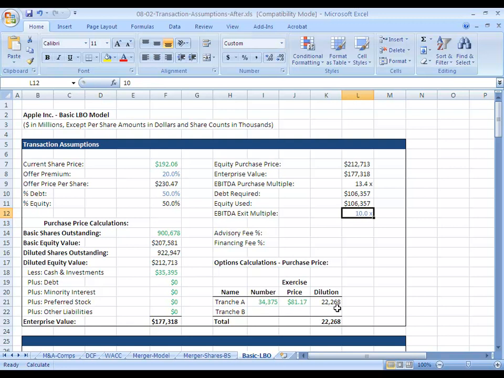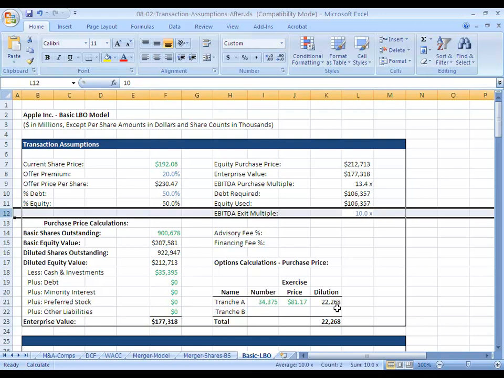And again, keep in mind that this is not strictly one number. We will be looking at a sensitivity analysis around this and looking at a range of values. This is just our baseline assumption for the model.